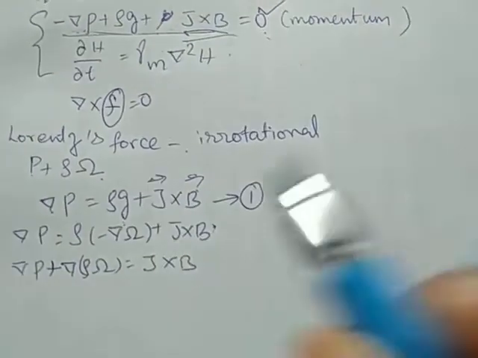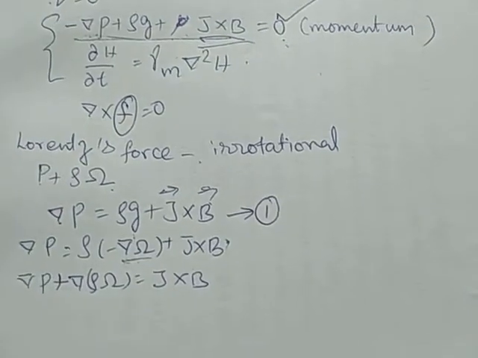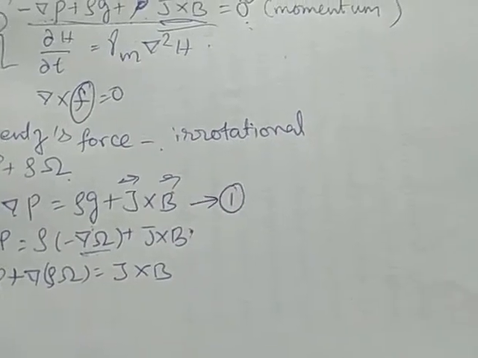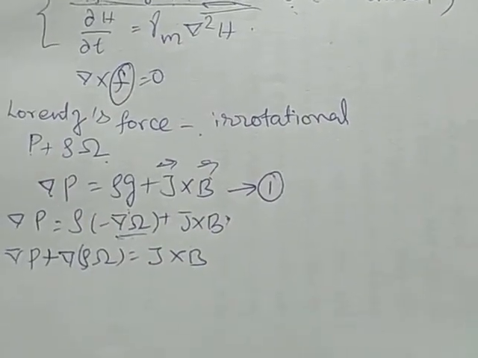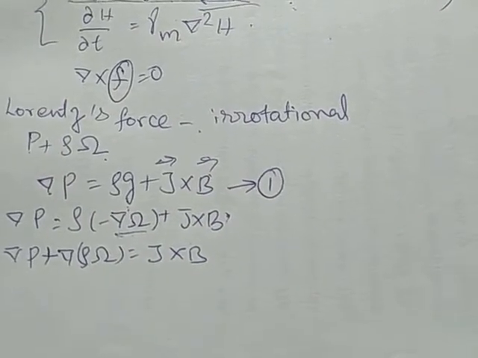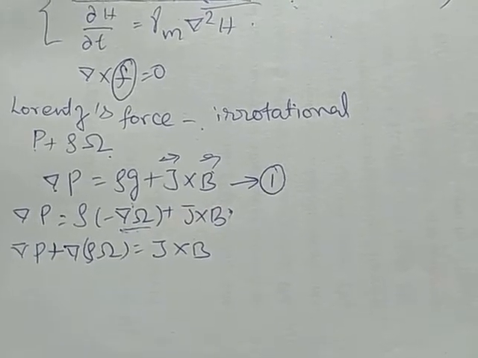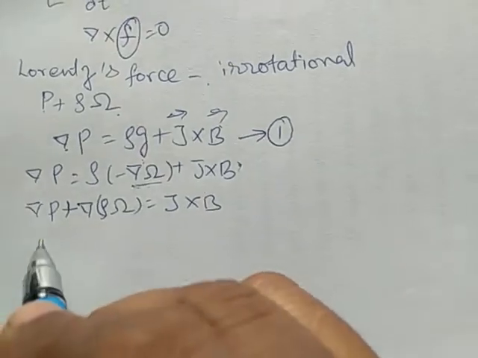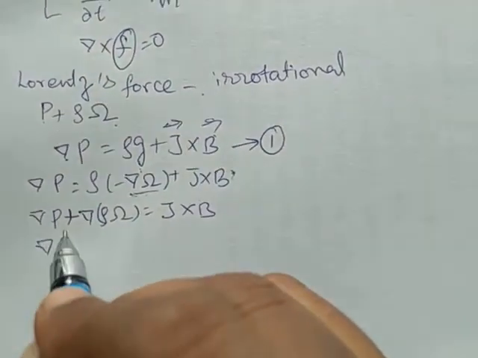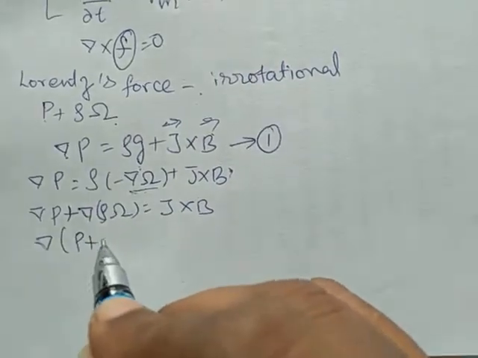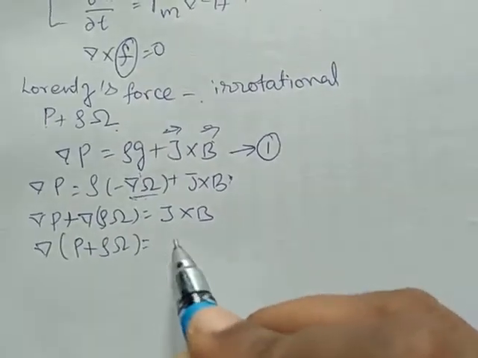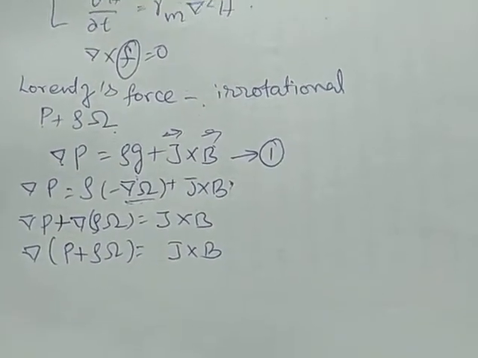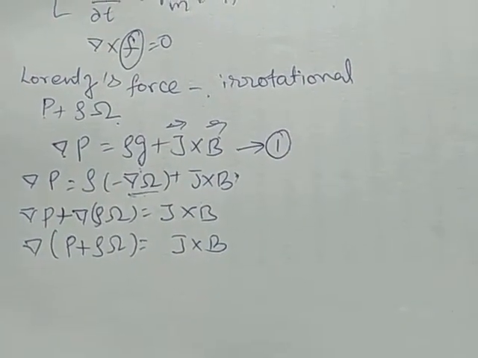How did we get this? Since G is conservative, we can take G as minus del omega. After shifting to the LHS, we get del P plus del rho omega is equal to J cross B. Now, taking del common, we get del of P plus rho omega is equal to J cross B. Just taking del common.